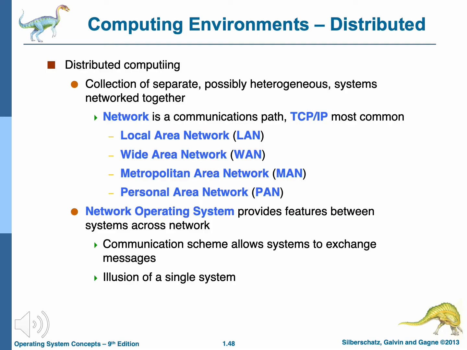Some operating systems have taken the concept of networks and distributed systems further than the notion of providing network connectivity. A network operating system is an operating system that provides features such as file sharing across the network, along with a communication scheme that allows different processes on different computers to exchange messages. A computer running a network operating system acts autonomously from all other computers on the network, although it is aware of the network and is able to communicate with other network computers.